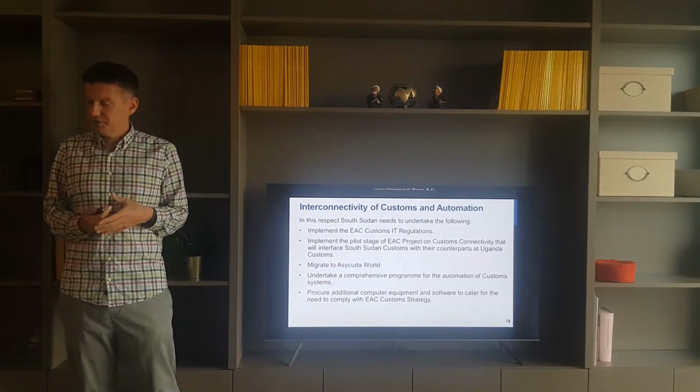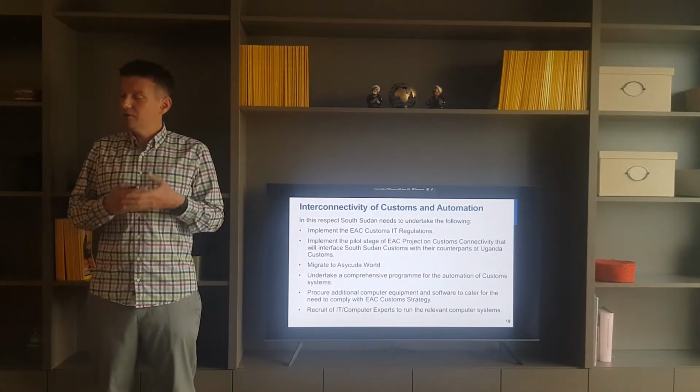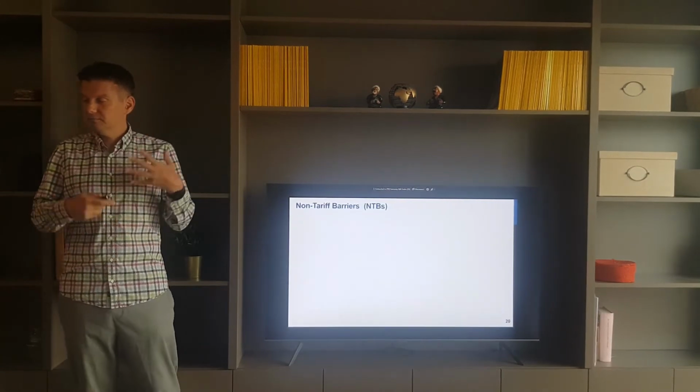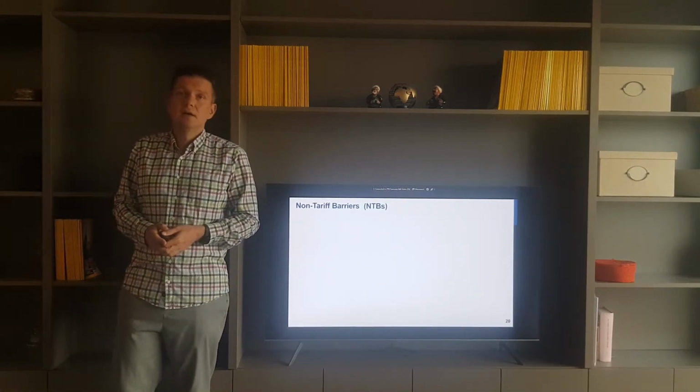Procure additional computers and recruit IT and computer staff. That is to say the least.